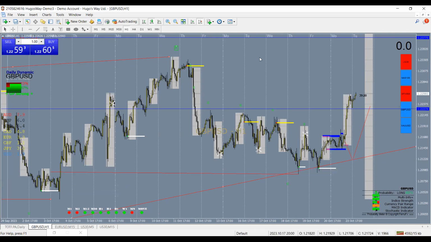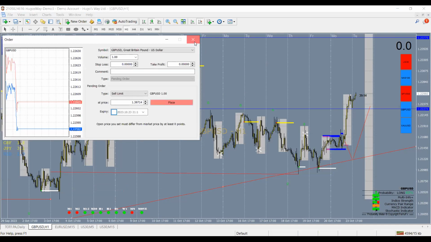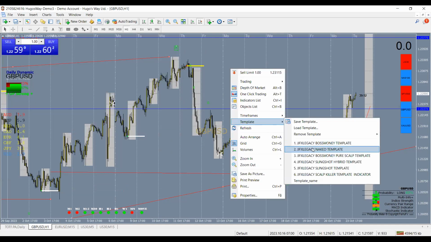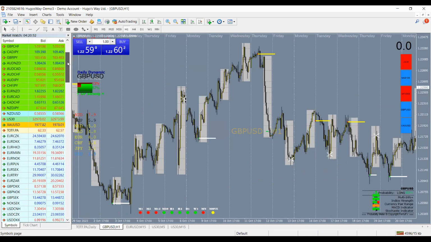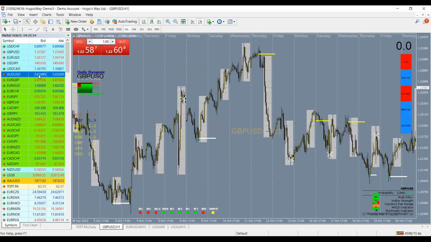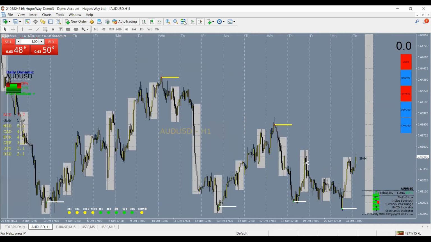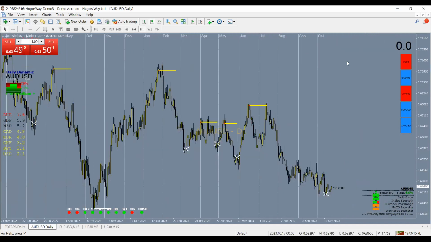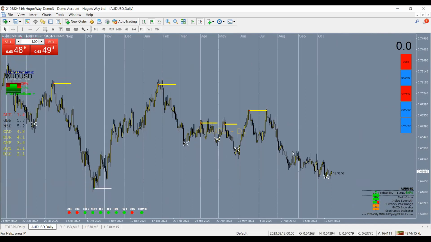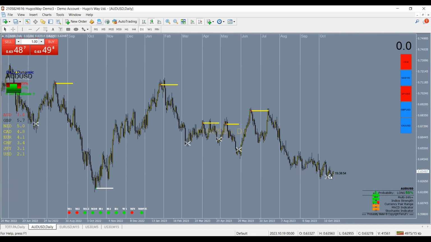I guess we can look at maybe one more. Let's clean this chart up. What else can we look at? I guess we can look at AUD USD. I didn't trade this or look at it, but let's look at AUD USD. Start on the daily time frame, and just look at where the open orders are. All right, market's making lower lows and lower highs, right.